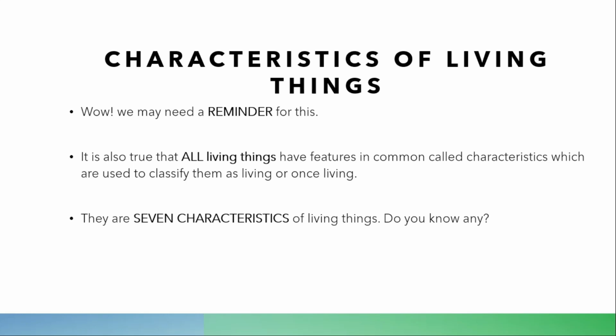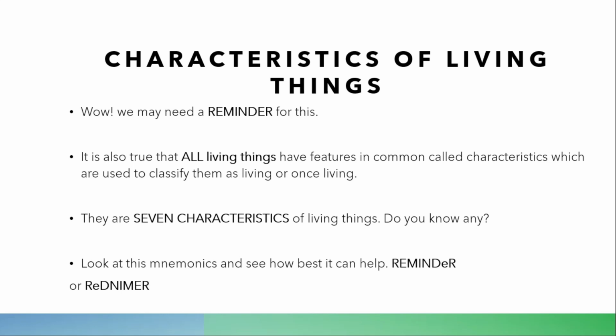Now, there are 7 characteristics of living things. Do you know any? Try and remember. Any? You came up with one? Alright, let's look at it. Now, look at the mnemonics and see how best it can help you. We have two: we have REMINDER and we have RED NIMA. Look at the letters, and for the greater part, each of these letters represents a word that makes up the characteristics of living things.